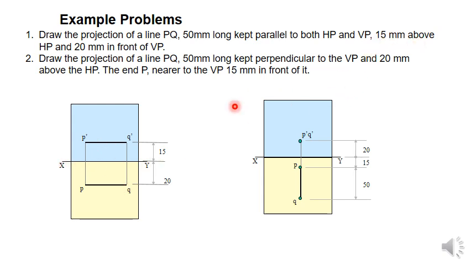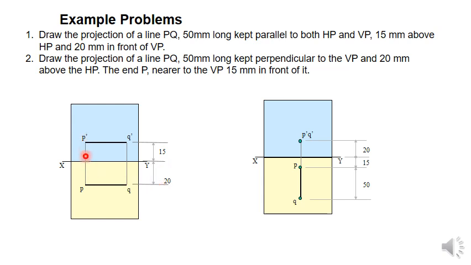One is 15 mm above HP, so just take this distance as 15 mm. Draw a line parallel to the XY line, and its true length will be 50 mm. Draw a line of 50 mm length at a distance of 15 mm from the XY line, and you will be getting the front view of the line PQ. Similarly, top view you will be getting at 20 mm distance. So from the XY line take 20 mm distance and again draw a line of the same length, 50 mm. You will be getting PQ at a distance of 20 mm.